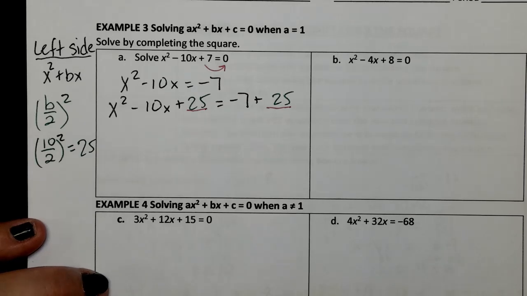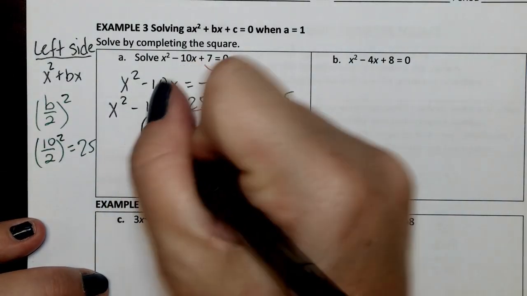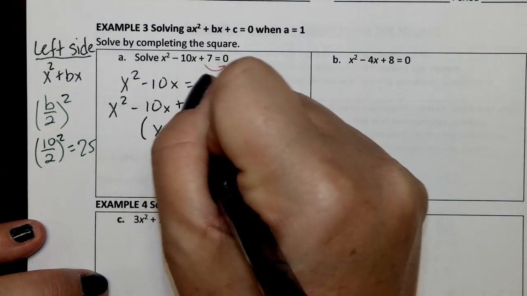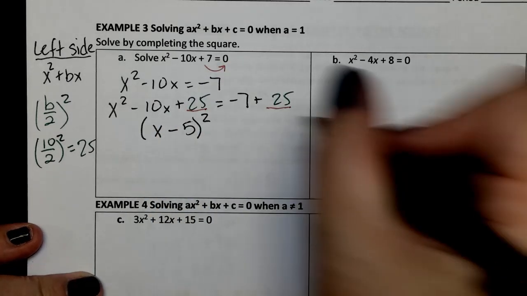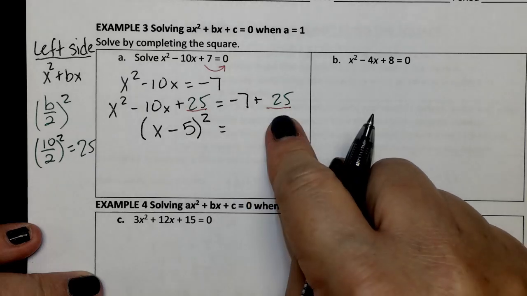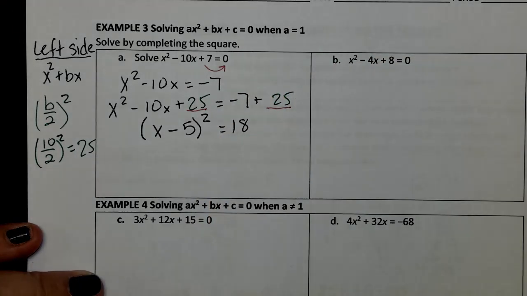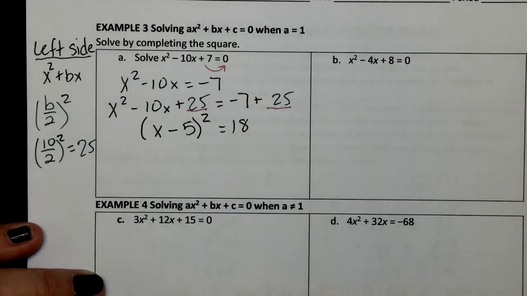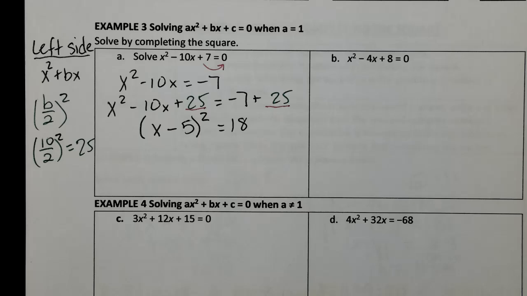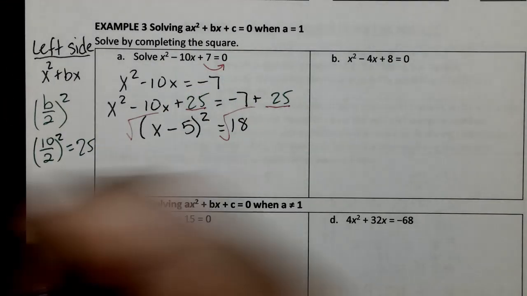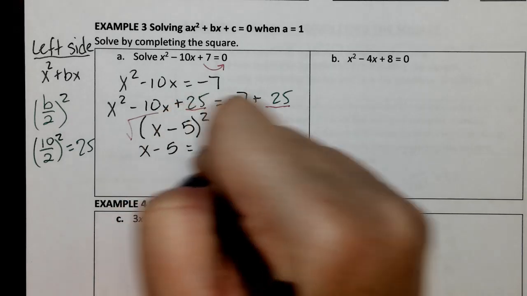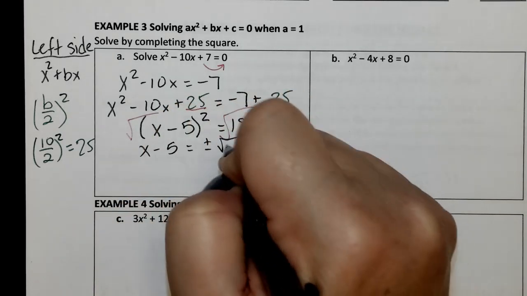All right, why did we do that? Because now we can work on solving this because we can rewrite this as a binomial squared. All right, and then we combine our negative 7 with our 25 on this side, and we get 18. And so now we're to where we were in example 2. So now you're going to continue to solve this. The way we're going to do that is we're going to take the square root of both sides. We get x minus 5 equals plus or minus the square root of 18.